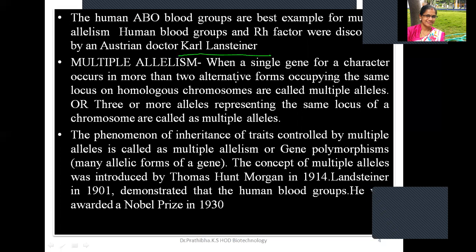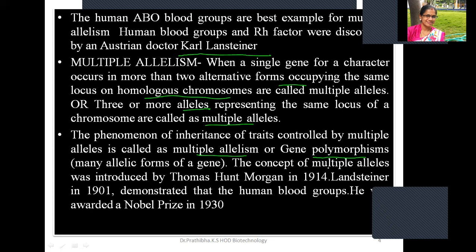When a single gene for a character occurs in more than two alternative forms, occupying the same locus on homologous chromosomes, they are called multiple alleles. Or three or more alleles representing the same locus of a chromosome are called multiple alleles. The phenomenon of inheritance of traits controlled by multiple alleles is also called multiple allelism or gene polymorphism, that is, many allelic forms of a gene.